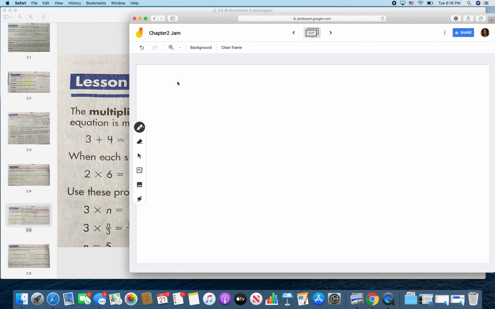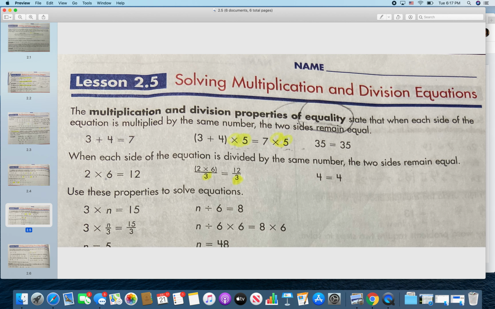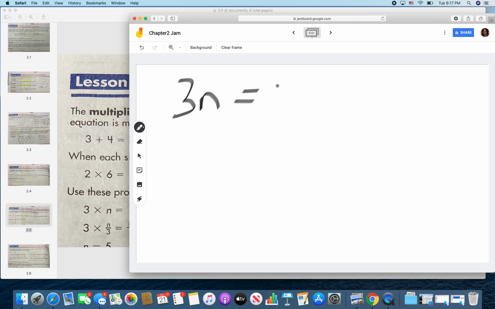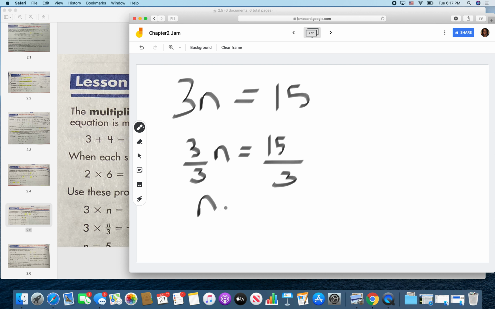All right. So if we had 3n equal to 15, what could we do to the left-hand side to get n by itself? Well, we can see that if we divide by 3 on the left-hand side, n would be by itself because 3 divided by 3 is 1, and we'd have n. But to hold the equality true, we'd have to do it on the right-hand side as well. And this would result with n equal 5.